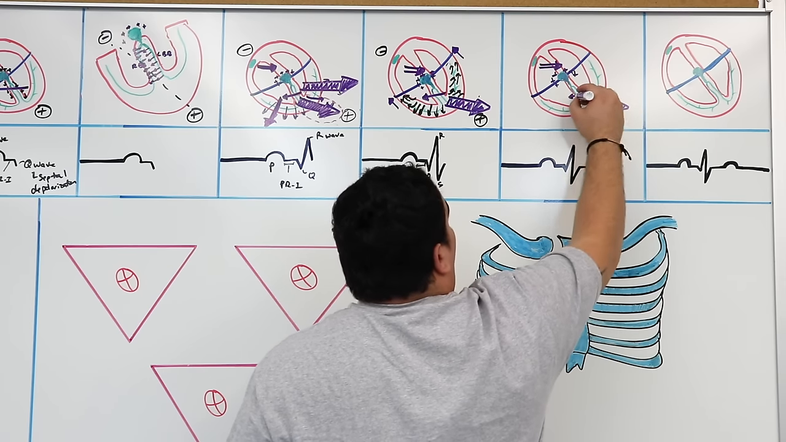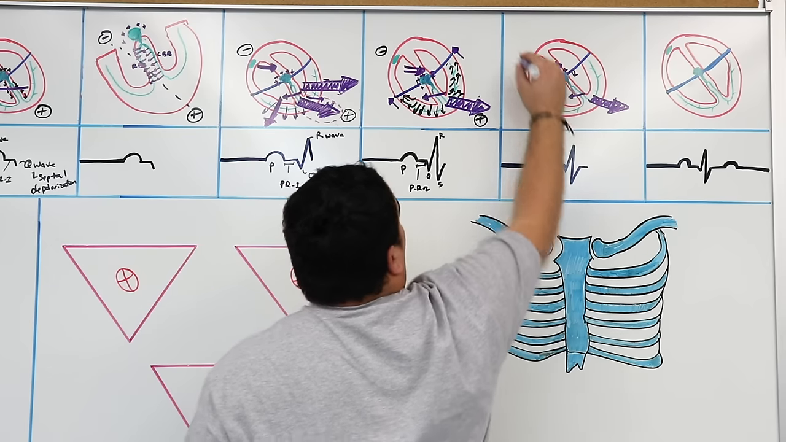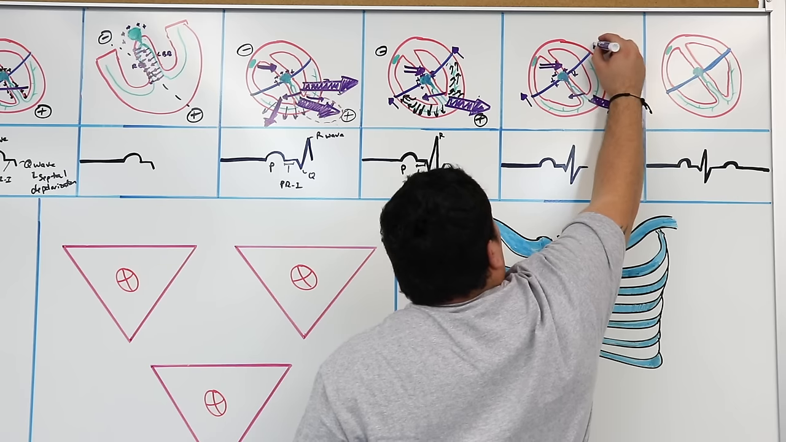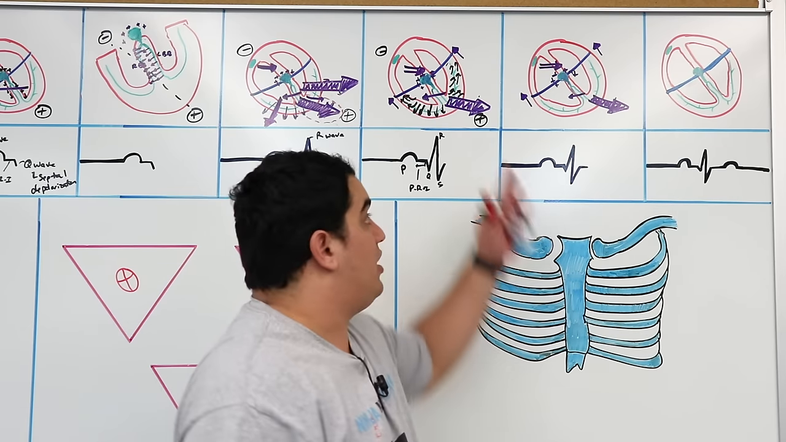And then after it depolarizes the apex, it's going to turn around and go upwards towards the bases of the ventricles, and you're going to get the depolarization of the right and left basal parts of the ventricles, and that's going to generate your S wave.